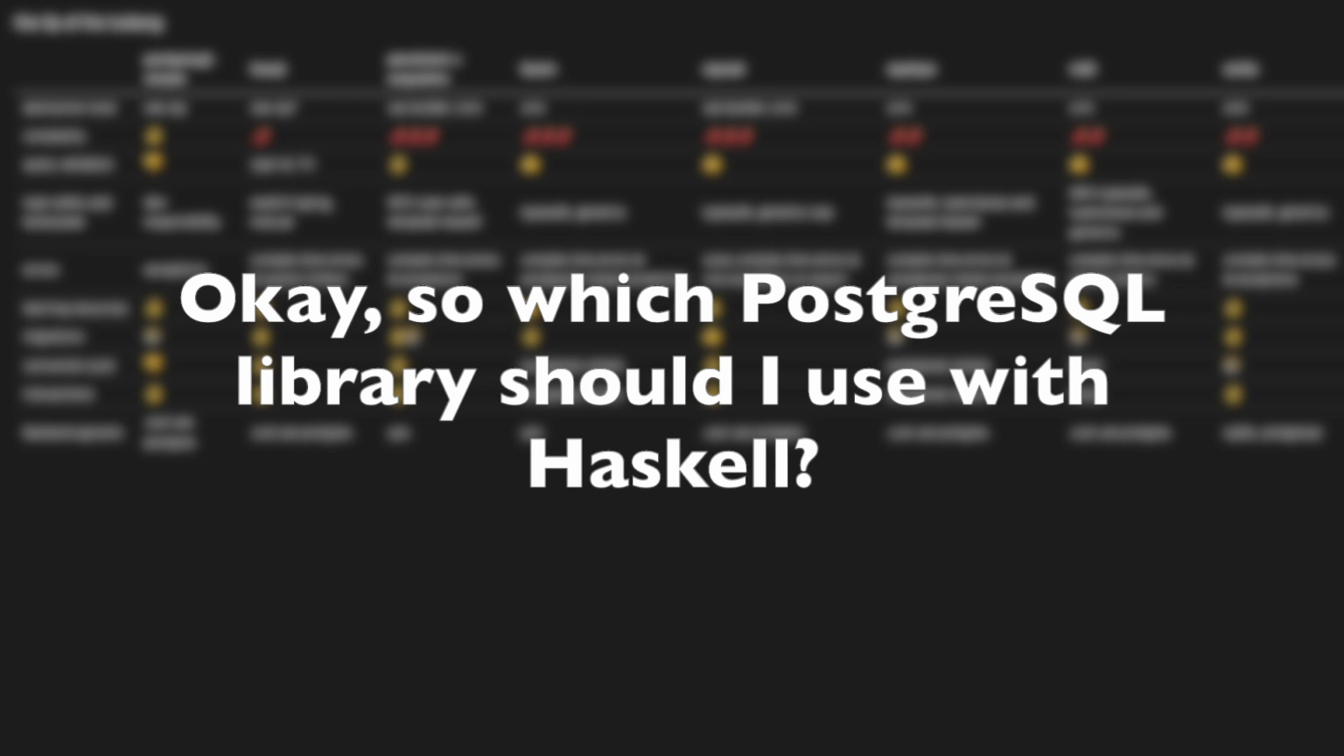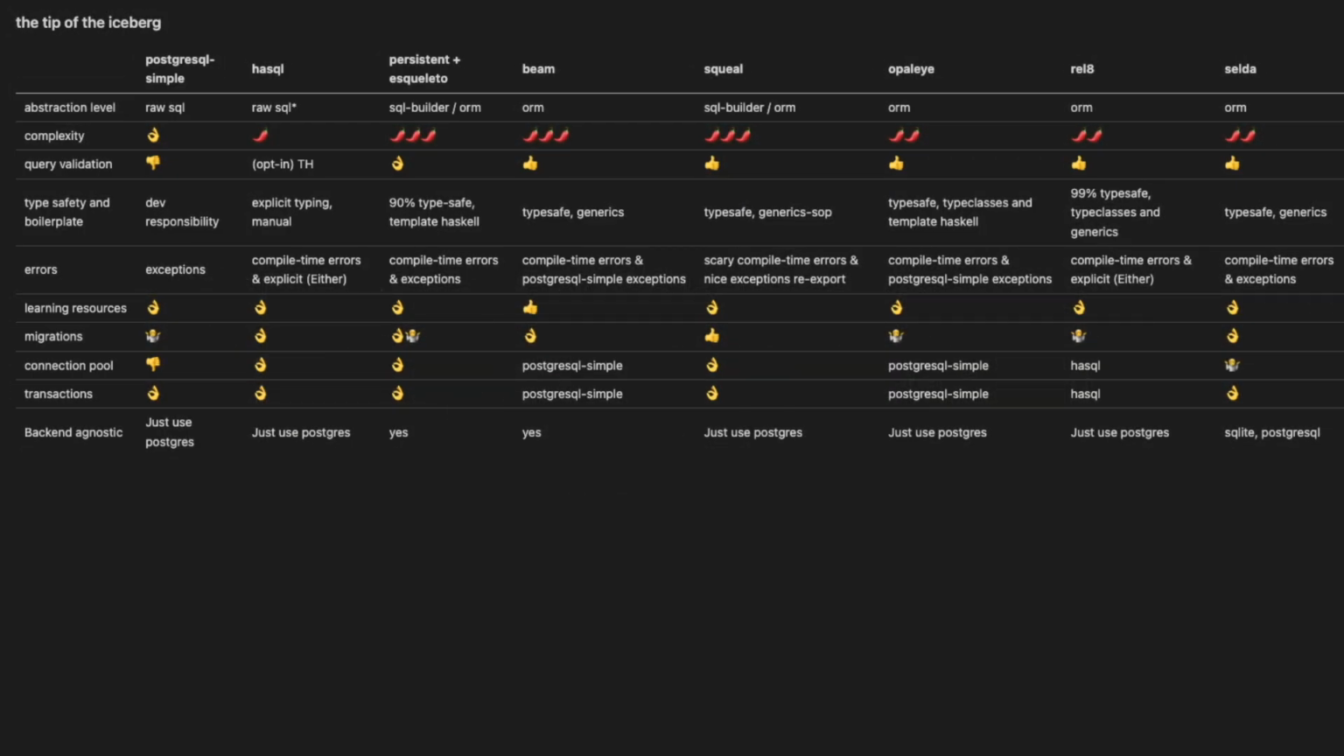Okay, big question. So which PostgreSQL library should I use with Haskell? I cannot tell you which library to use. I don't know myself, but I can share the questions that you and your team should consider. Do you want to write raw SQL queries or query builder? Or use some sort of ORM? Do you want to learn a new DSL? How type safe do you want to be? How readable or optimizable the generated query should be?